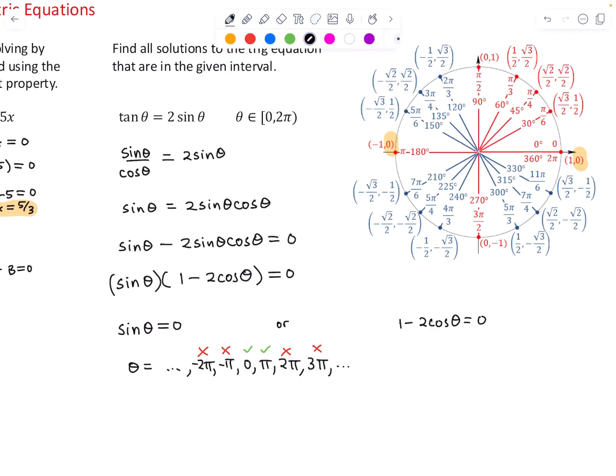Now let's consider the second possibility. Add the 2 cosine theta to the other side, divide by 2, and now we're looking for all angles between 0 and 2 pi where the cosine is 1/2.